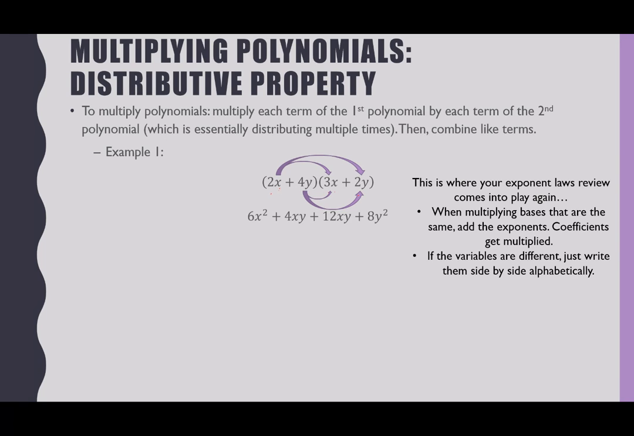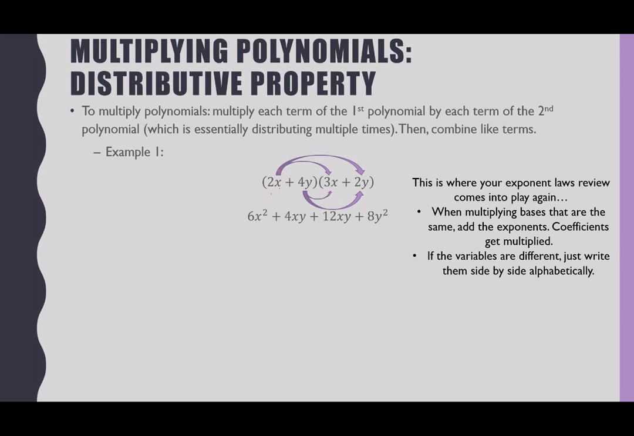Okay, and then you're going to distribute the second term of the first set of parentheses, 4y, to both terms in the second set of parentheses. When you're multiplying, if the variables are different, then you're just going to write them side by side, which is what happens right here. 4y times 3x is what results in 12xy. You can't combine 12xy, so they just get written beside each other.